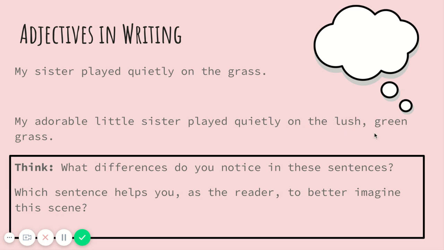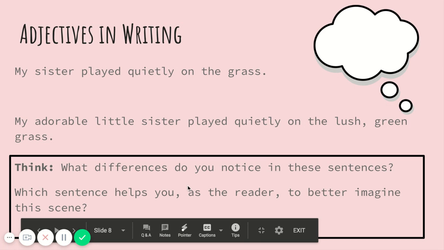So I can tell because it's lush green grass, this isn't happening in the winter or maybe even in the dead of the summer. This is happening at a time when the grass is thick and green and nice, right? And so I can tell a lot more about the scene just from those simple words that I added in.